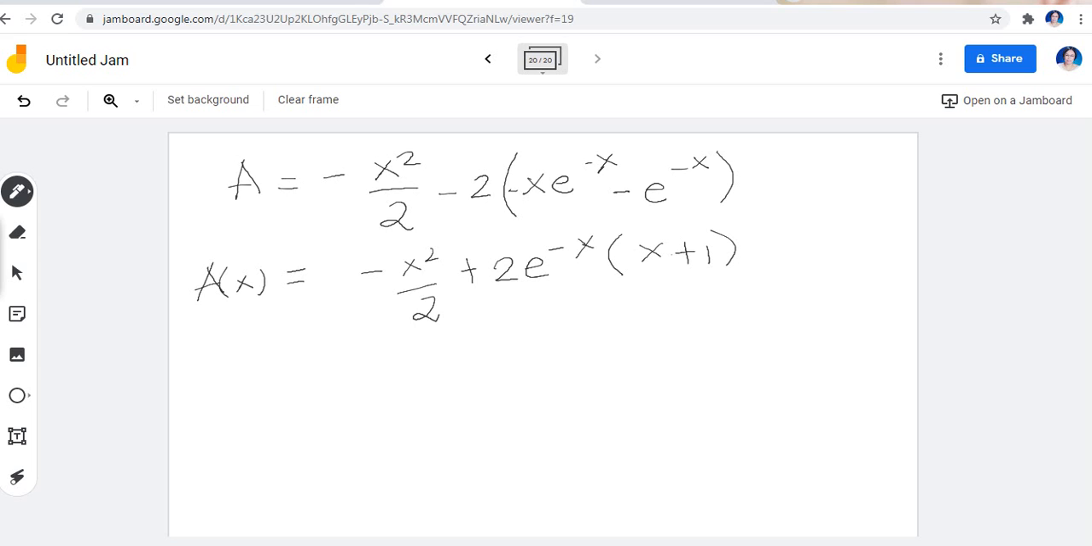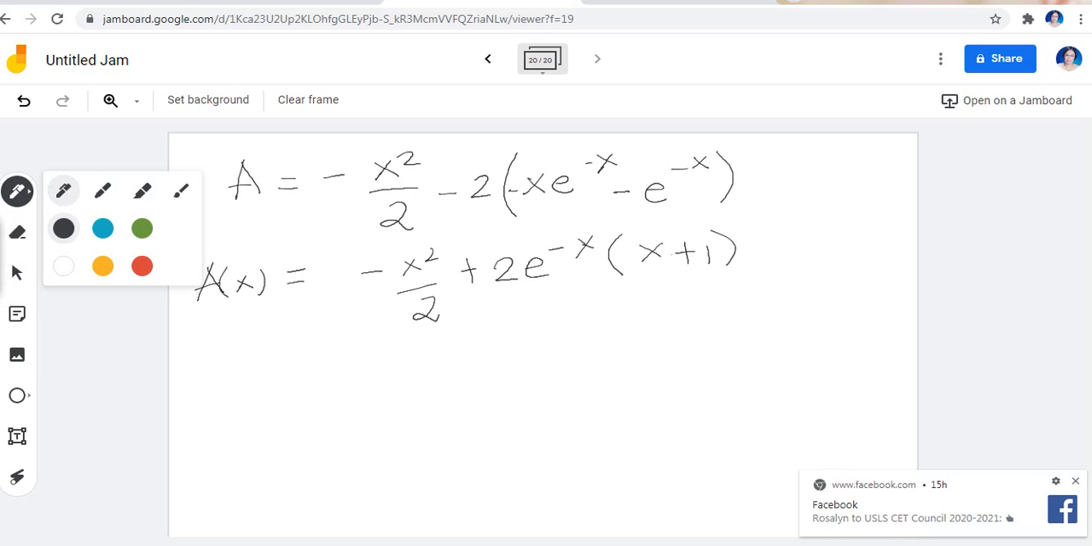Now, what about the solution of our differential equation in this? Okay, so this is your a of x. I like to underline it in red.